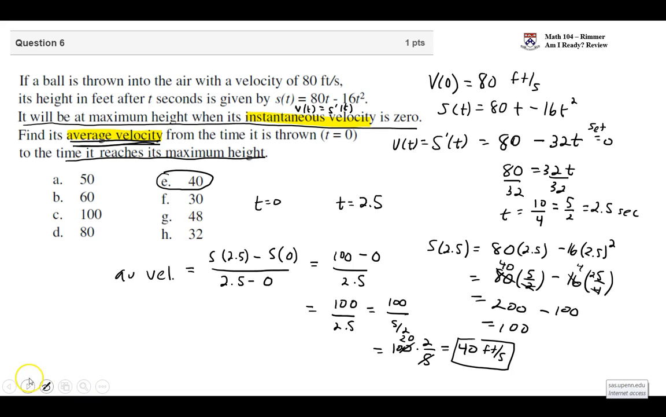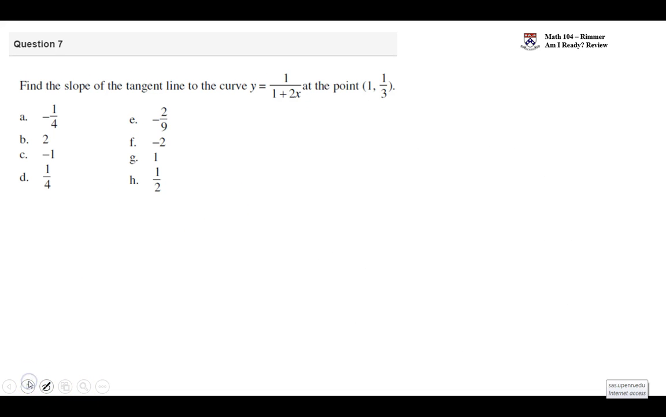That took a little longer than expected, sorry. Find the slope of the tangent line to the curve y equals 1 over 1 plus 2x at this point. This particular function, you don't have to treat it as a quotient rule to take the derivative. What we can do is bring it up as a -1 exponent, and we can do a power chain rule to take the derivative. Bring down the -1, make it 1 plus 2x to the -2, and don't forget the chain rule. Take 1 plus 2x's derivative and multiply by it.